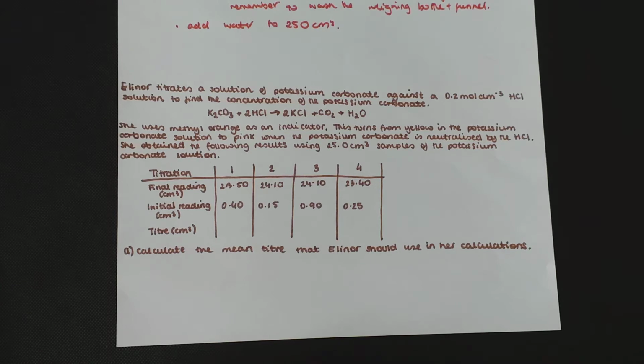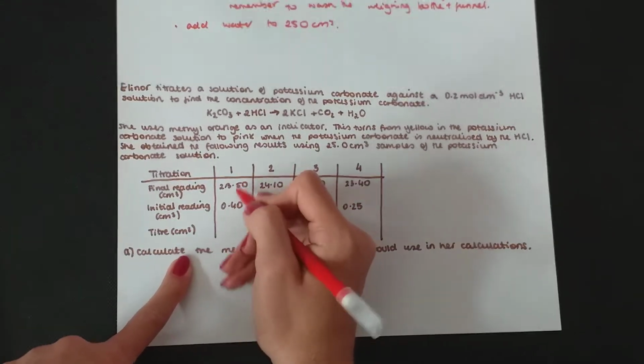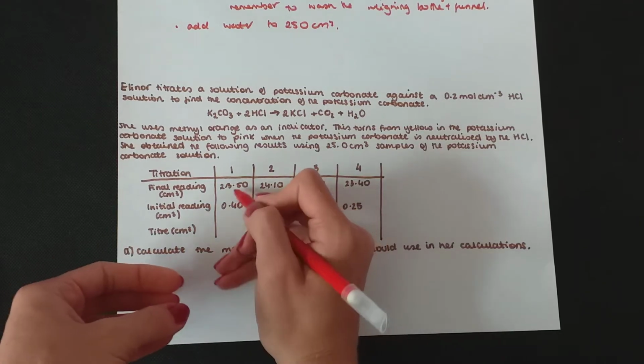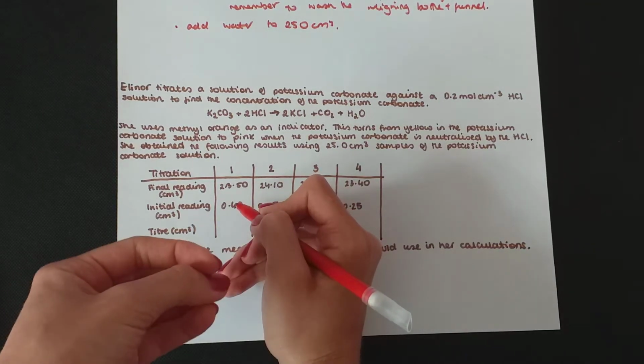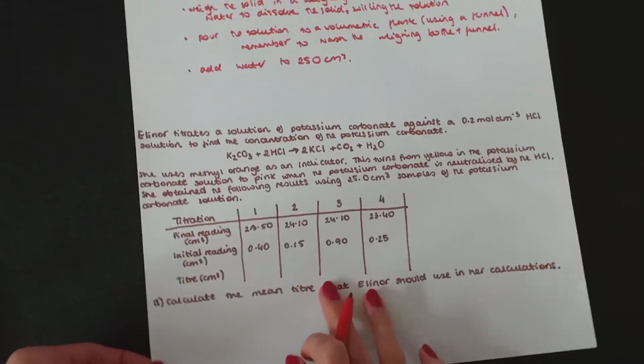So before you start titrating, you read the value on the burette. When you finished pouring it in, when the end point is reached, you read it again. That's the final reading. And then titer is the difference. So that's the difference going to be what volume has been used to reach the end point. And that's what we're going to do right now.